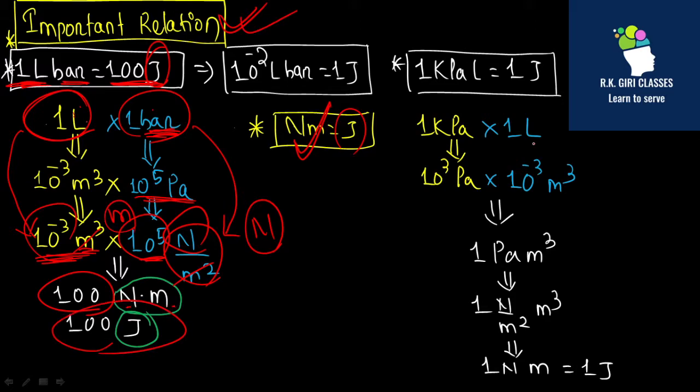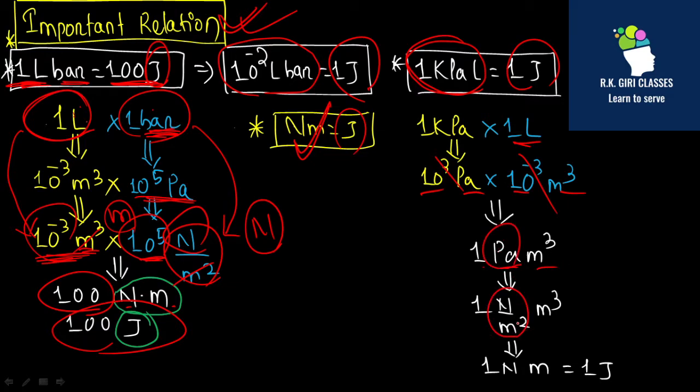Confirmed? Now coming to the next point, you can convert like this: 1 joule is equal to 10 to the power minus 2 liter bar. So you can also say 1 joule is equal to 1 kilopascal liter. How? 1 kilopascal is equal to 10 to the 3 pascal, 1 liter is equal to 10 to the minus 3 meter cube. Cancel, that means 1 pascal meter cube. Pascal is Newton by meter square, cancel. What you get? 1 Newton into meter, that means 1 joule.